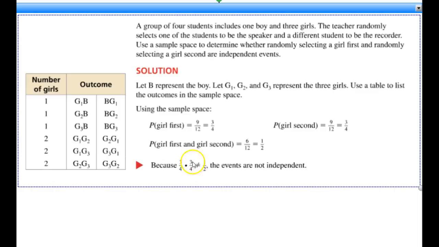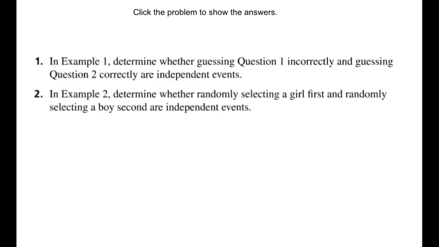So now I want to look and say, well, 3/4 times 3/4 is not the same thing as 1/2. These events are not independent. It depends on what I pick first and on what sample is left. The selection of the first person changes the things that I have left to select from. So those are not independent events.